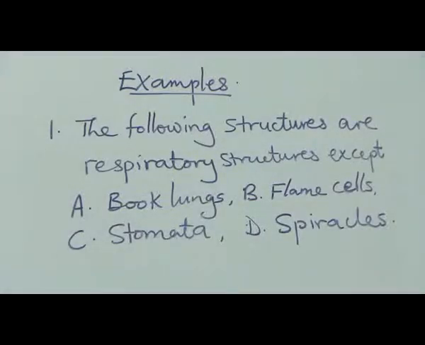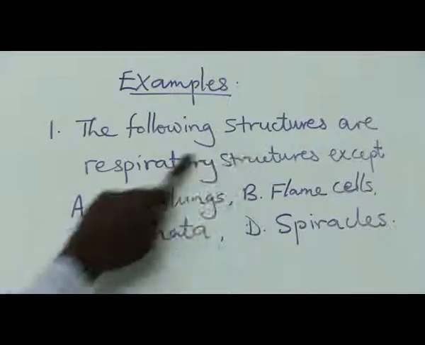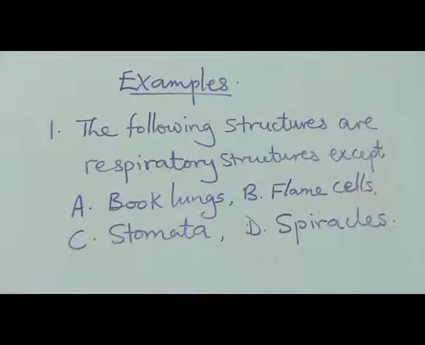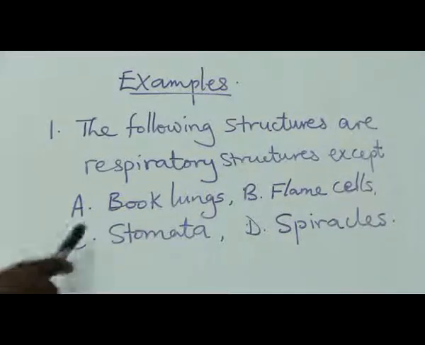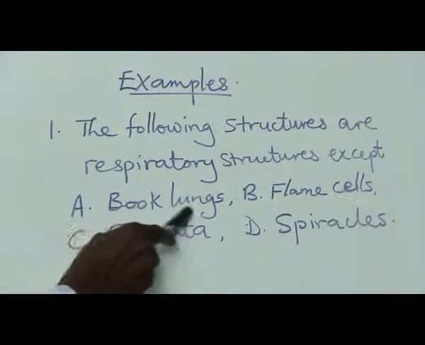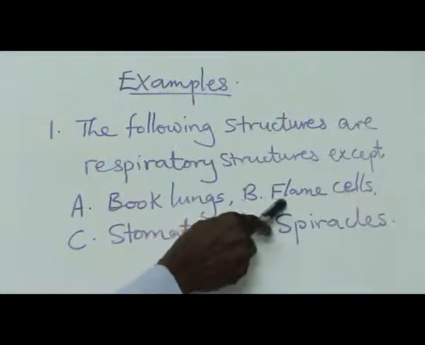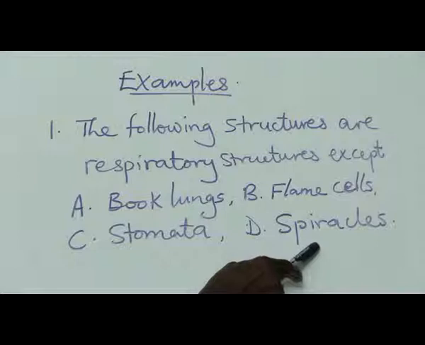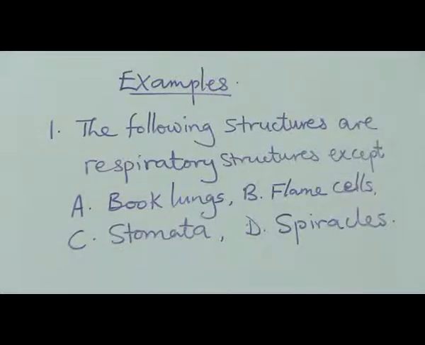Example 1. The following structures are respiratory structures with one exception. Which one is the exception? A. Book lungs. B. Flame cells. C. Stomata. D. Spiracles. Here we are expected to know the structures of respiration or respiratory surfaces in different organisms.